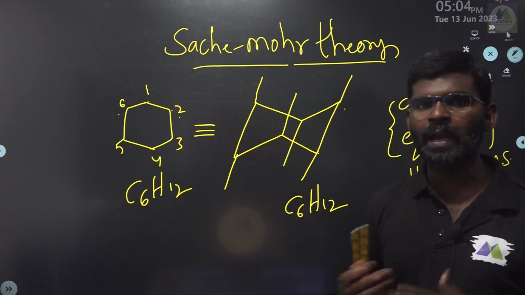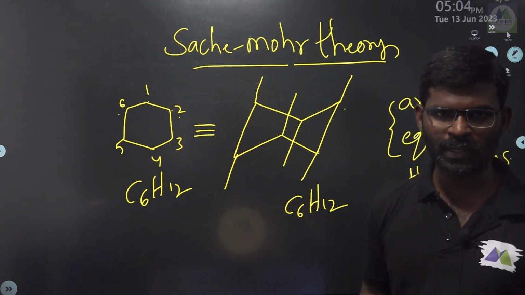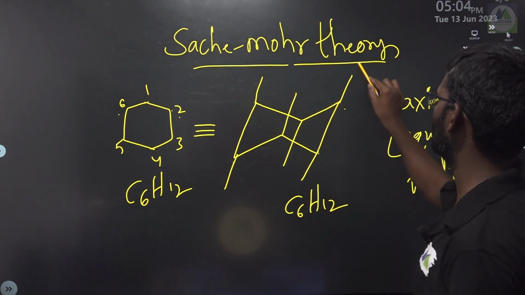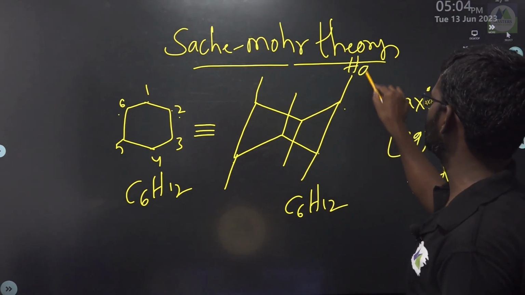The line along with the axis is called axial. That's why all these 6 hydrogens are called axial hydrogens. The representation is Ha.